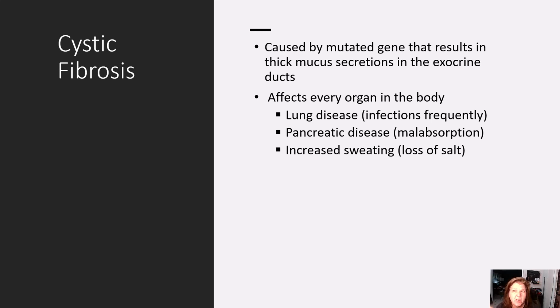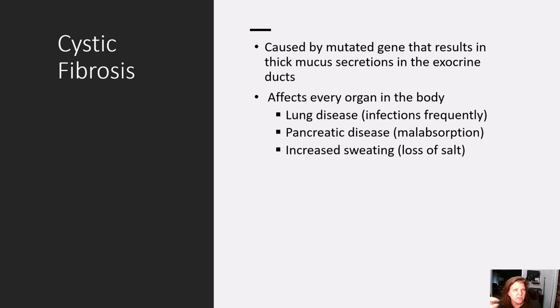So this mutated gene results in thick mucus secretions instead of very thin ones in the exocrine ducts. So all of your organ systems are going to be affected. It affects lung disease, and that's because it is the thick mucus in these lungs. It interferes with oxygen being exchanged in the lungs.